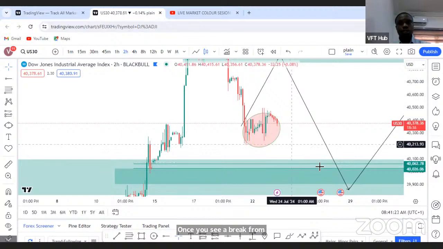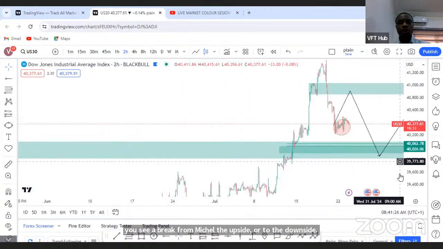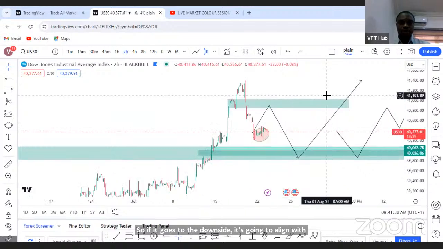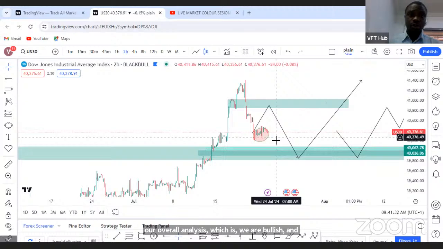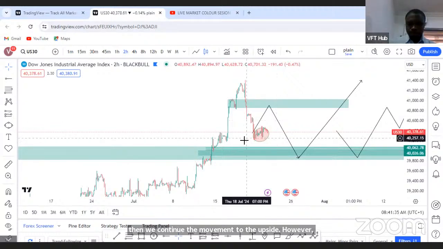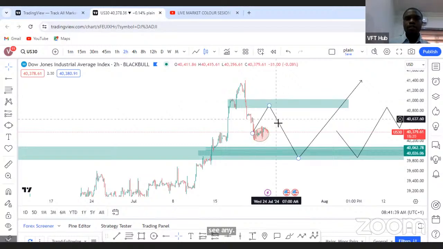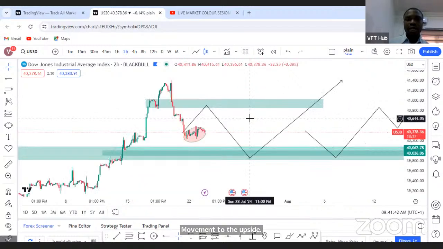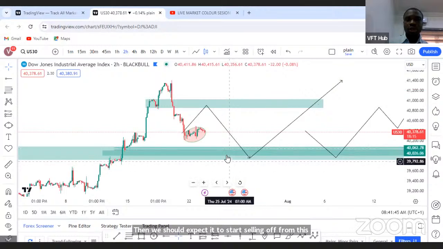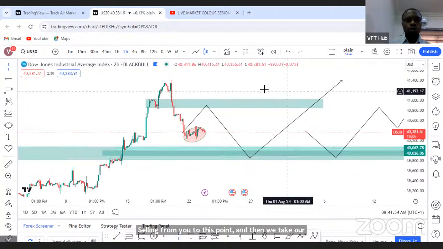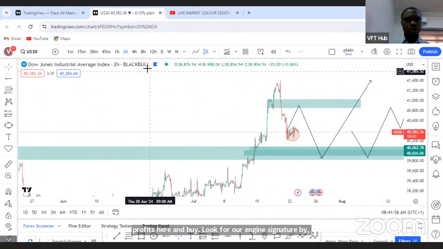If it goes to the downside, then it's going to align with our overall analysis, which is we are bullish, and then we'll continue the movement to the upside. However, like we already mentioned, if we see any movement to the upside, then we should expect it to start selling off from this level aggressively, and then we just continue selling from here till this point, and then we take our profit here, look for our entry signature, enter a buy, and then continue to the upside. So that will be off on US 30.